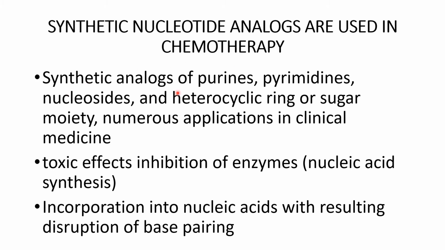These are synthetic analogues of purine, pyrimidines, nucleosides, and heterocyclic ring. Maybe modification occurs at the heterocyclic ring, or maybe at the sugar moiety, or maybe on both sides, so as to form the synthetic nucleotide analogues. Analogues mean they resemble their original structures, but there are some little bit differences. So they are the derivatives basically, and have numerous applications in the clinical chemistry.